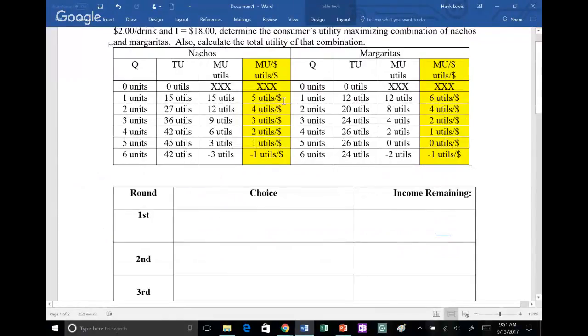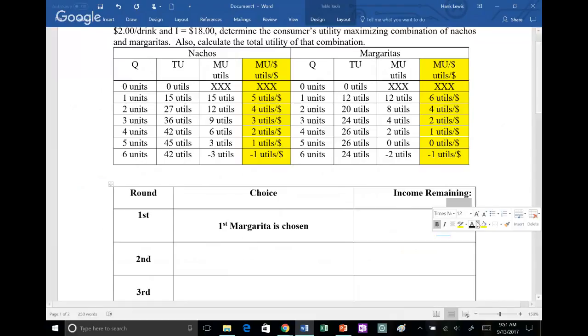So round 1, our choice is either the first, and you have to be specific, ordinal number, as in first, second, third matters. First plate of nachos provides 5 utils per dollar. First margarita provides 6 utils per dollar. Now, last I checked, 6 was bigger than 5. There's more bang for buck from the margarita. So in this first round here, the consumer makes a choice to buy the first margarita.